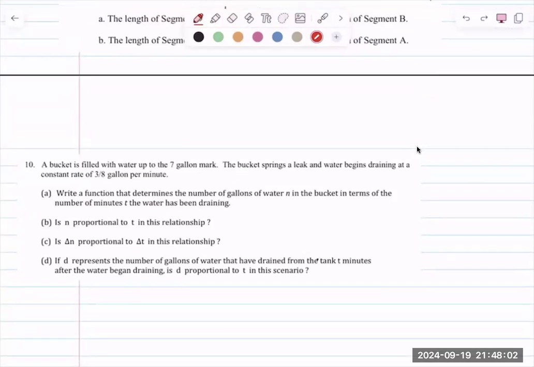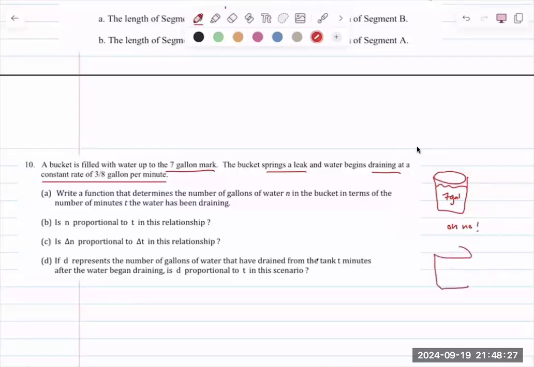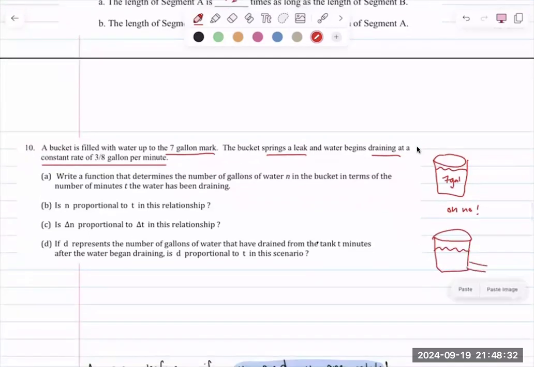Let's do an example. A bucket is filled with water up to the 7-gallon mark. The bucket springs a leak. So let's draw this. And it begins draining at a constant rate of 3/8 of a gallon per minute. So it's initially at 7 gallons, but then, oh no, water starts leaking out. And so water is leaking out at 3/8 of a gallon per minute.